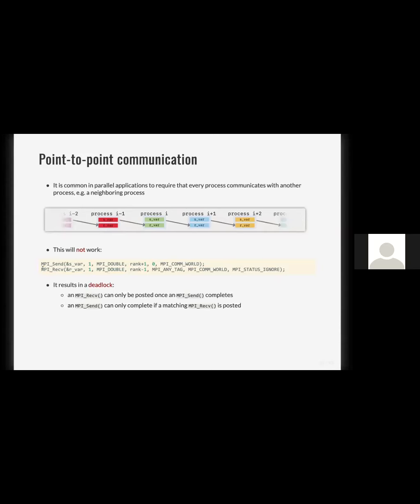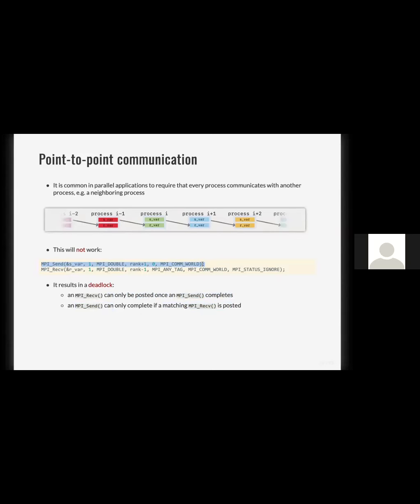So the MPI receive, which is in the second line, can only be posted once the MPI send completes, but the MPI send will only complete if a matching MPI receive is posted. So all ranks will get stuck in the send because none of them will have a matching receive.